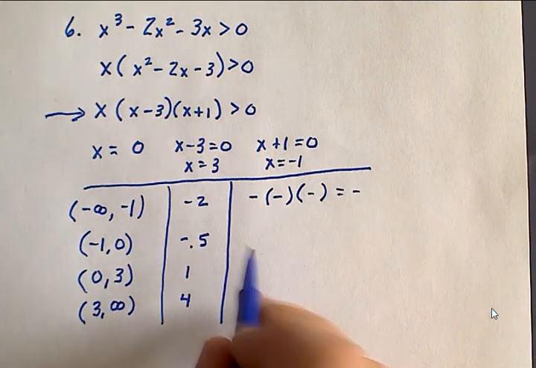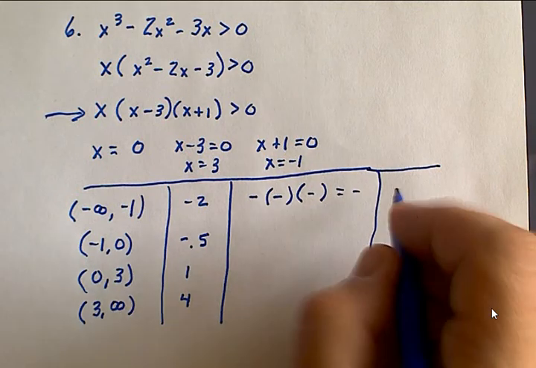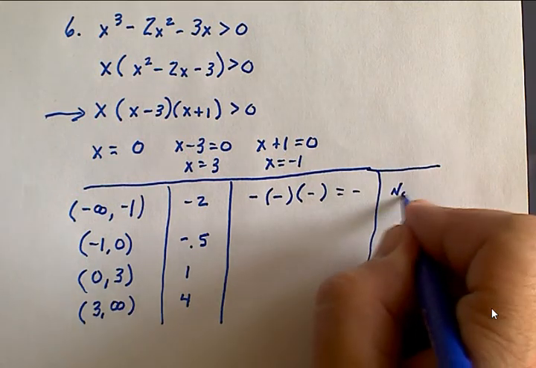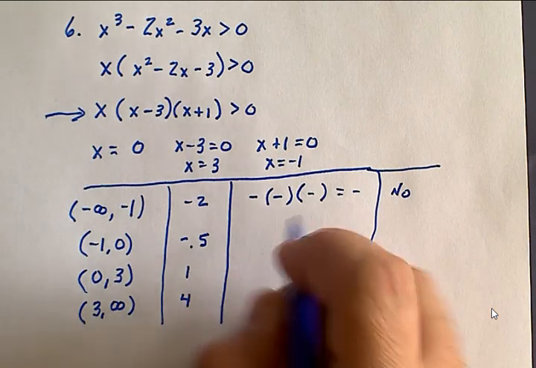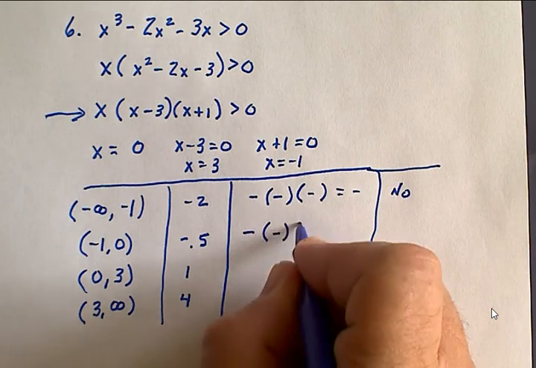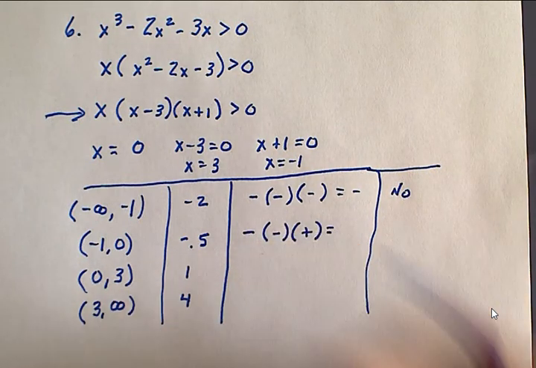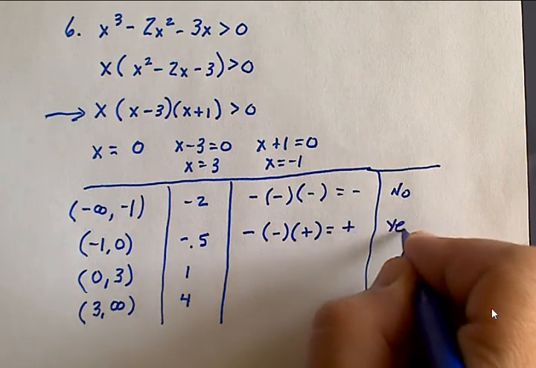Okay. Now this time, I don't want negatives. So that's a no. Do the second one. Plug in 0.5. This is negative, negative, and positive, which is positive, which is yes. And then go from there.